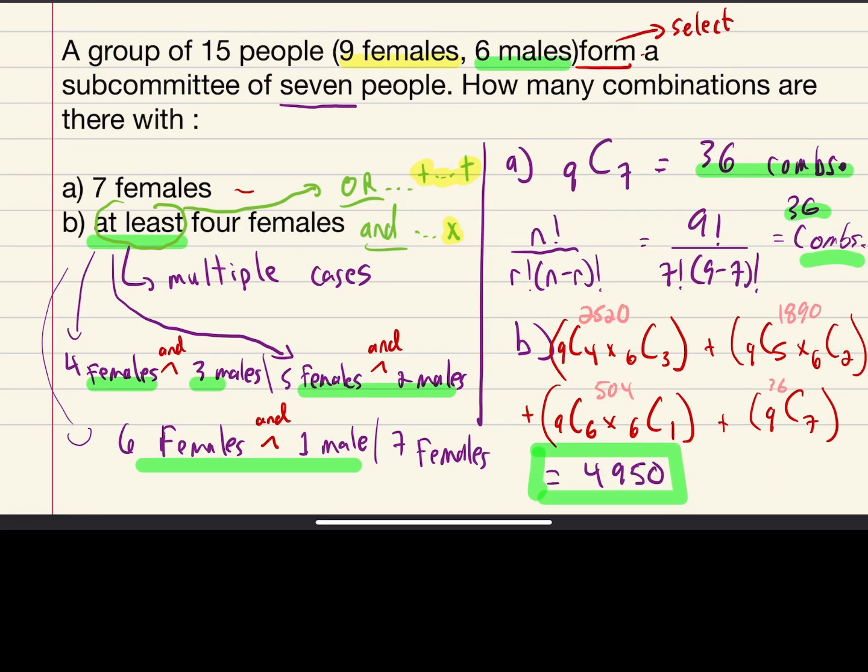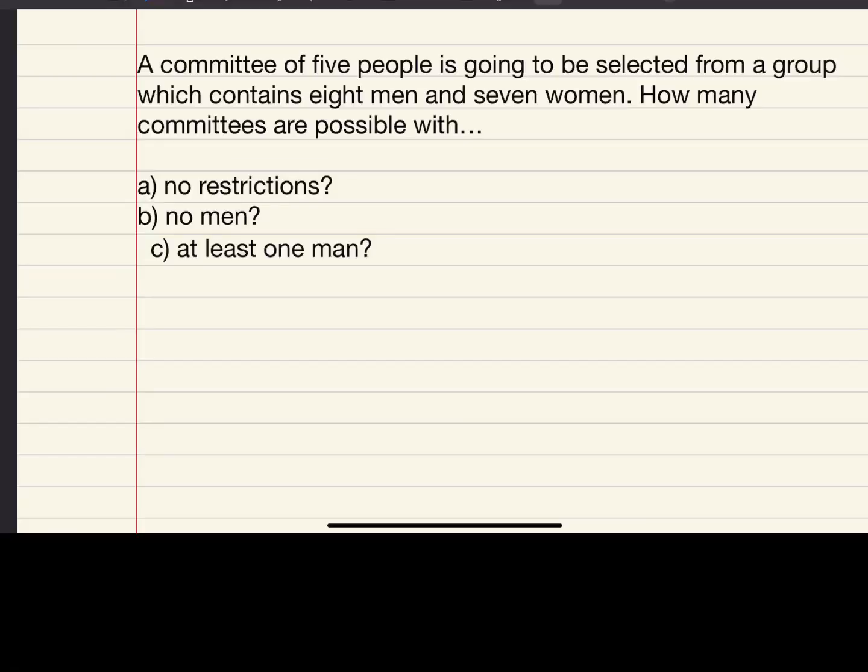And that gives us a total number of combinations of 4,950. What I've done here over in pink, which I'm underlining, is the total of each combination. So the 9 choose 4 times 6 choose 3 gives us 2,520. But the full number is this, 4,950 combinations.